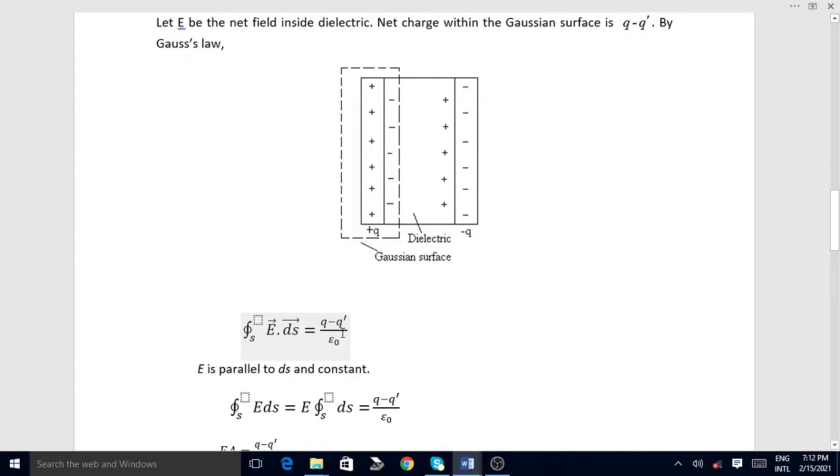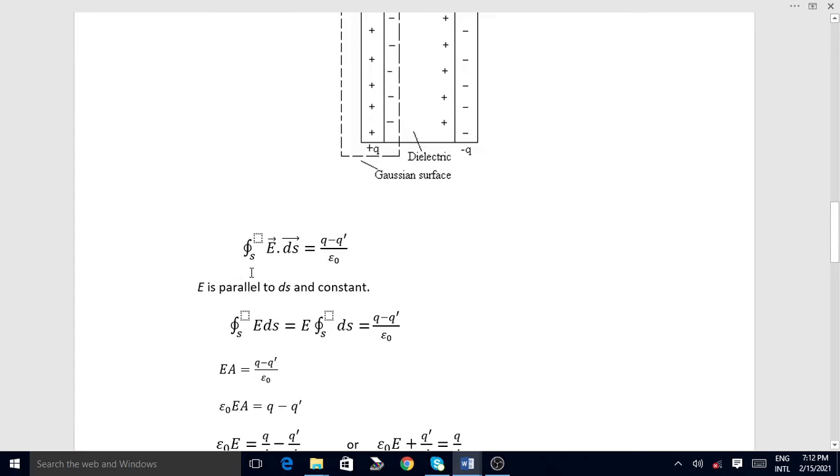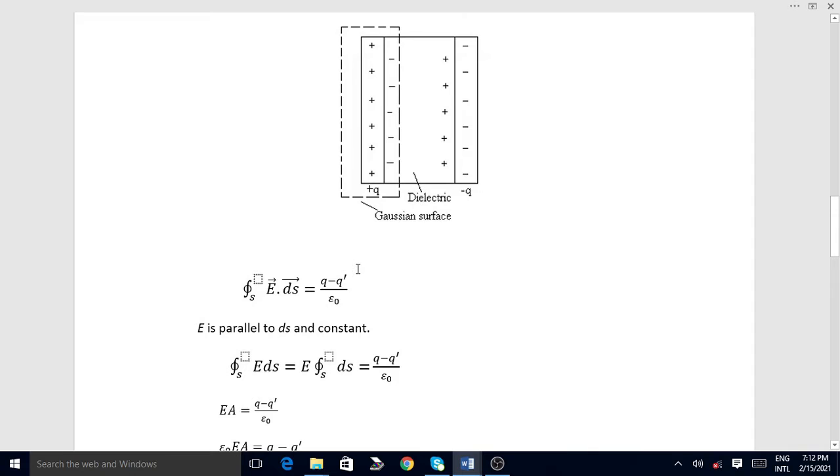1 by epsilon naught times the net charge is equal to the total electric flux. Total electric flux is given by the surface integral of the electric field on this closed Gaussian surface. The electric field inside the capacitor plates is uniform, and it is from the positive plate to the negative plate. When you make a displacement from the positive plate to the negative plate, the field is in the direction of displacement. That is, the electric field is parallel to the displacement.